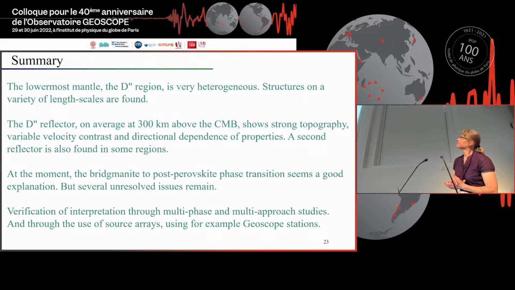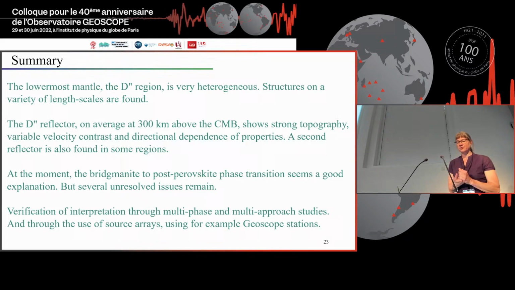So in summary, we have the lowermost mantle that is very heterogeneous, structures on a large number of length scales are found. On average, the D double prime reflector is at 300 kilometers above the core-mantle boundary, but we do find strong topography. We have variable velocity contrasts and directional dependence of properties, and also a second reflector. So it's all not quite easy.